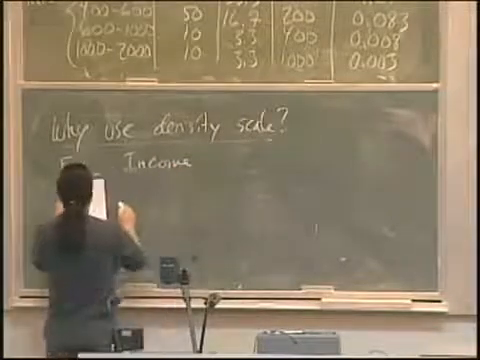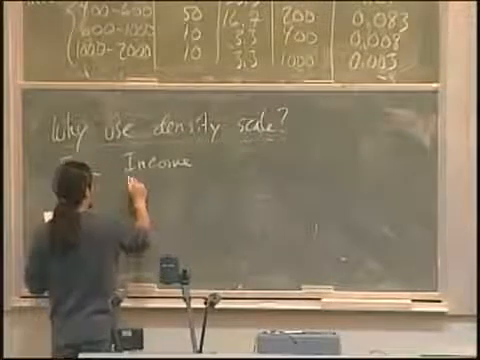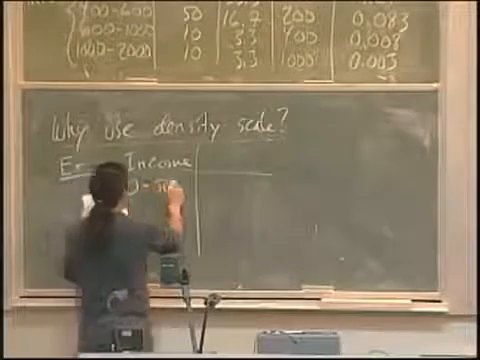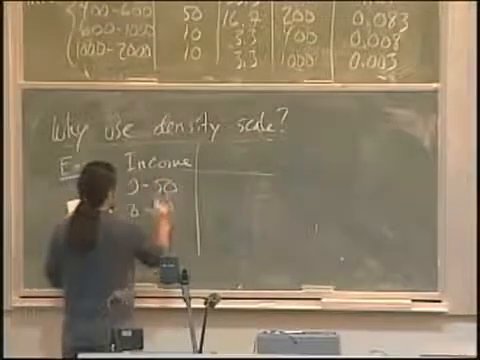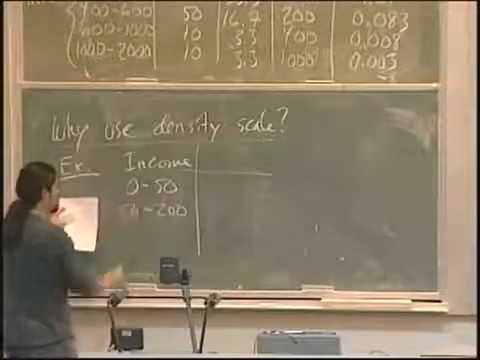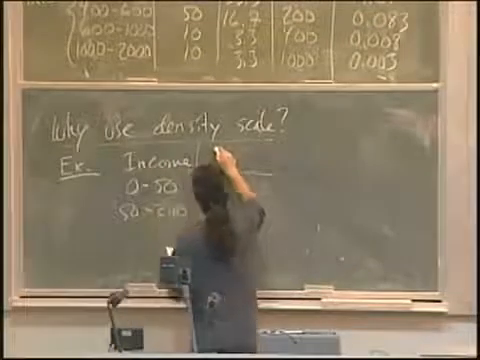on income. Let's say I have 2 class intervals. Income, in thousands of dollars. Let's say I just have 2 bars, one for the people that earn 0 to 50 and one for the people that earn 50 to 200. And let's say 50% of the people are in each group.